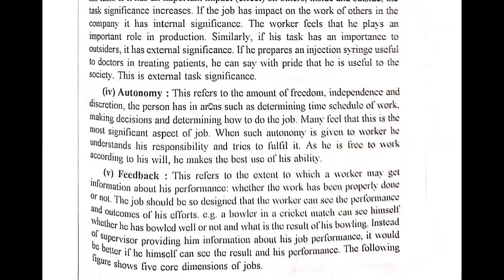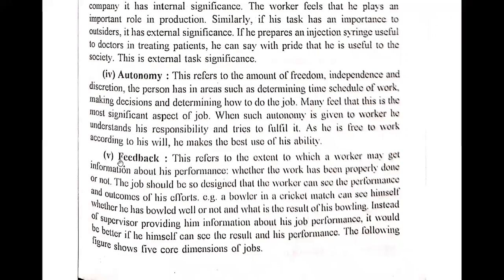Fourth point is autonomy. This refers to the amount of freedom, independence, and discretion the person has in areas such as determining the time schedule of work, making decisions, and determining how to do the job. Many feel that this is the most significant aspect of the job. When such autonomy is given to a worker, he understands his responsibility and tries to fulfill it. As he is free to work according to his will, he makes the best use of his ability. So, autonomy means an employee should be given some kind of freedom by which he can do the work by himself. And the fifth one is feedback.